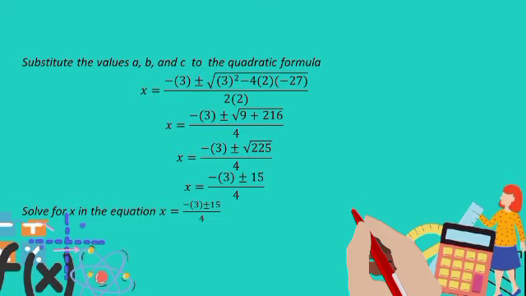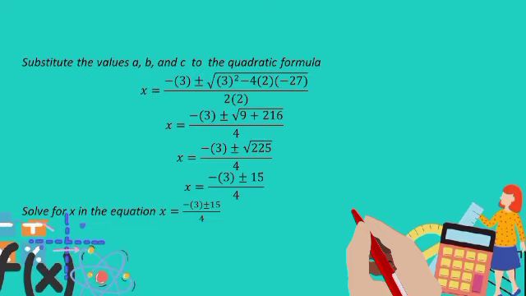So we need to simplify first inside the radical and the parentheses. So we have negative 3 plus or minus the square root of 9 plus 216, since 3 times 3 equals 9, and 4 times 2 times negative 27 equals negative 216. Then 9 plus 216 is equal to the square root of 225. Copy all the necessary terms, and now let's proceed. The square root of 225 is equal to, yes, positive and negative 15. So we obtain negative 3 plus or minus 15, all over 4.